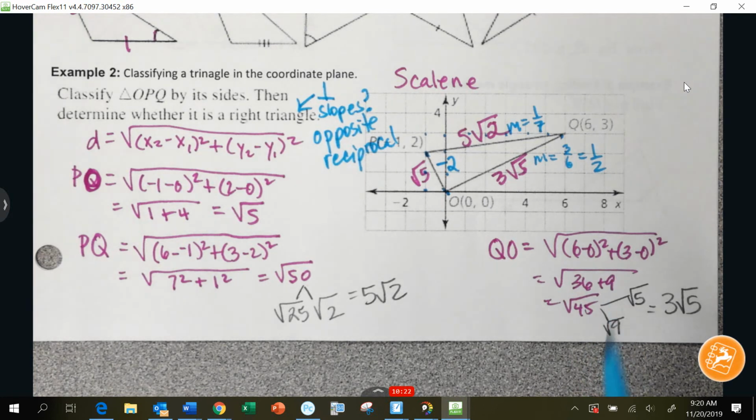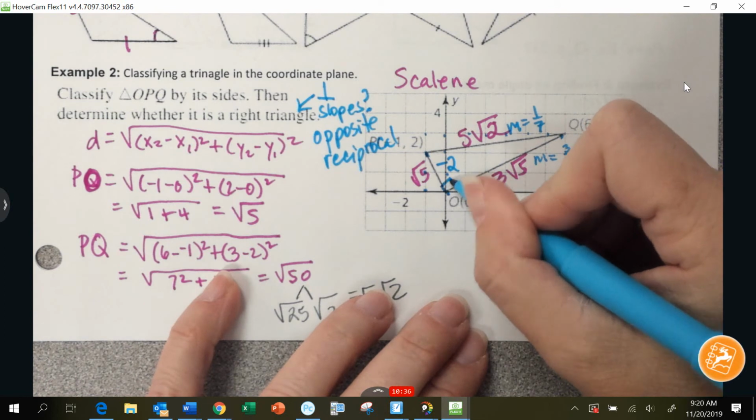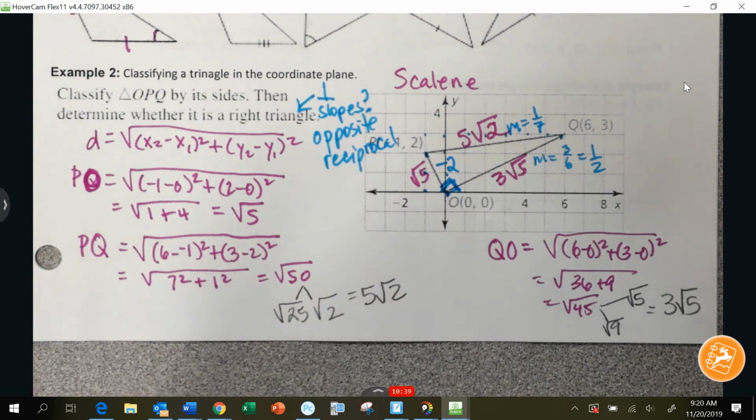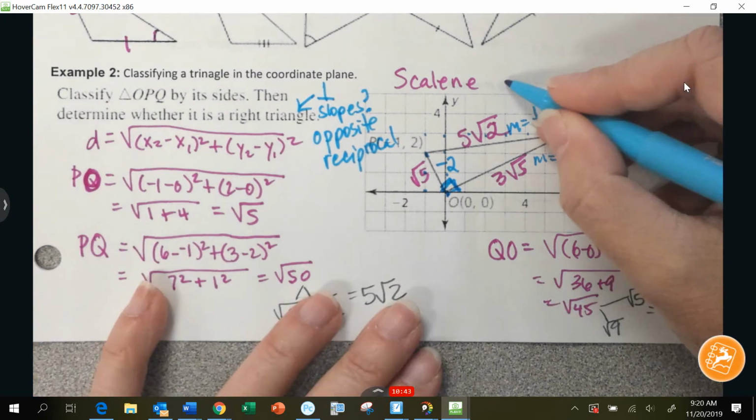Aaron. Do we have any slopes that are opposite signs? Just tell me the numbers. Which two numbers? Negative 2 and 1/2 are opposite reciprocals, so there is a right angle right there. Even though it's not marked, we just proved it by finding the slopes. So yes, this is right.